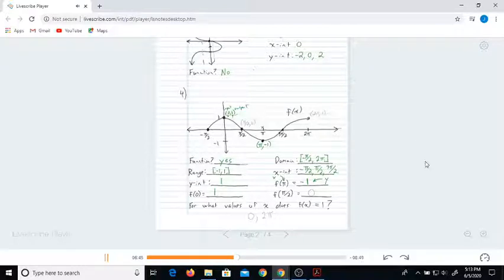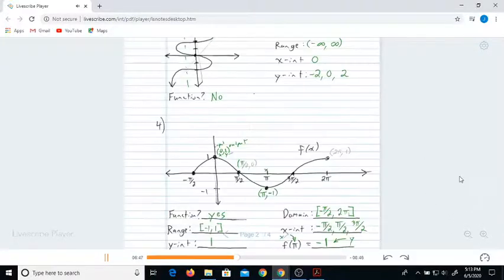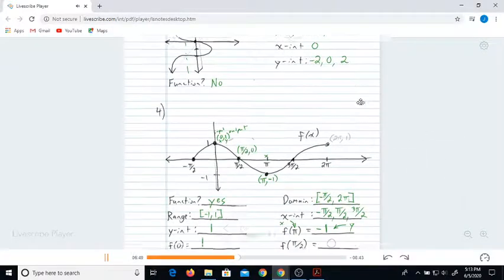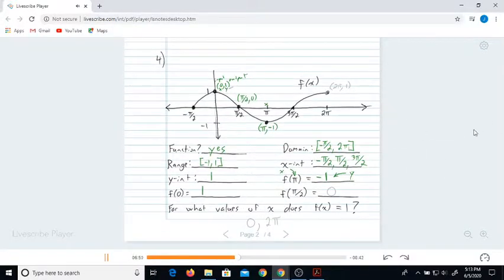Same thing with pi/2. So pi/2, comma 0, we can view pi/2 as our input. The corresponding output is 0. So at pi/2, the graph is at a y value of 0. And then we can do the reverse of that.